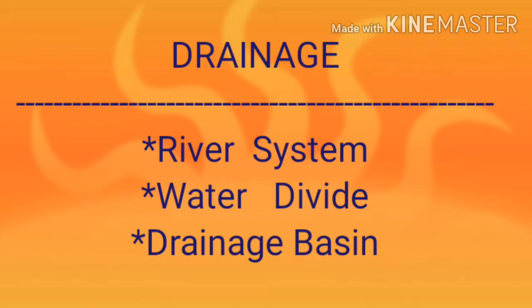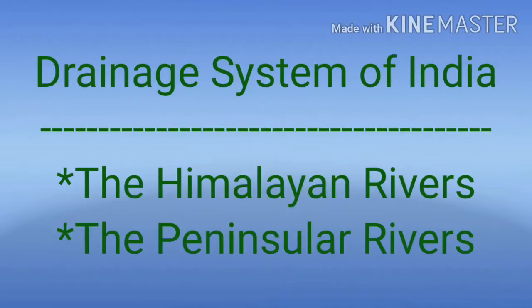Students, what is called a drainage basin? The area drained by a single river system is called a drainage basin. Students, do you know the Amazon River is the world's largest drainage basin? Moving on to understand the drainage system of India.